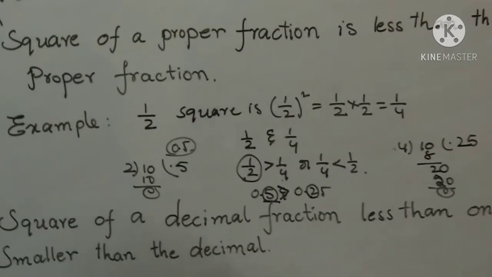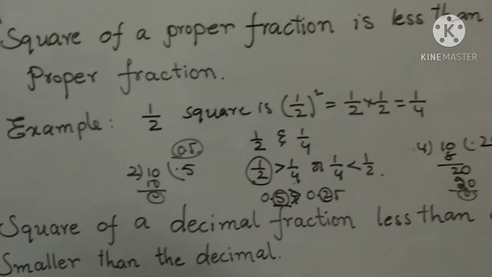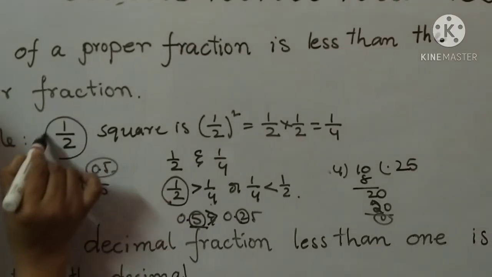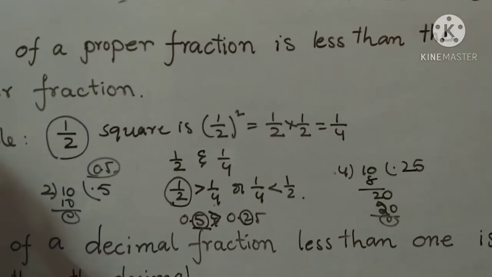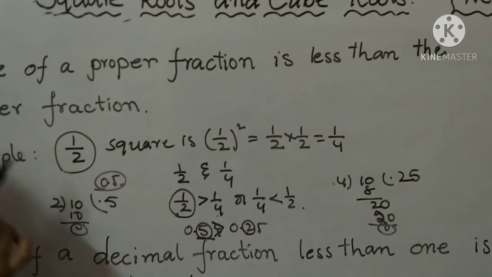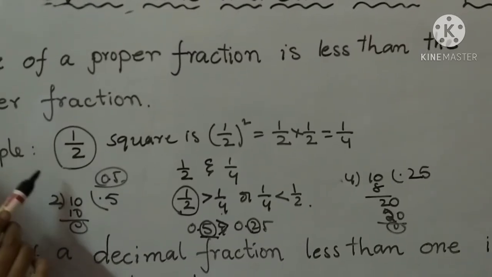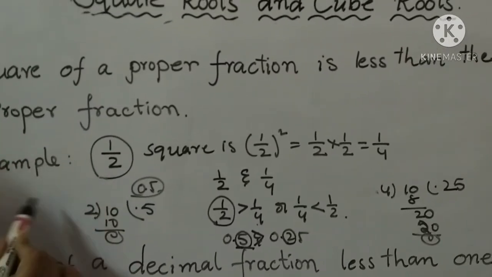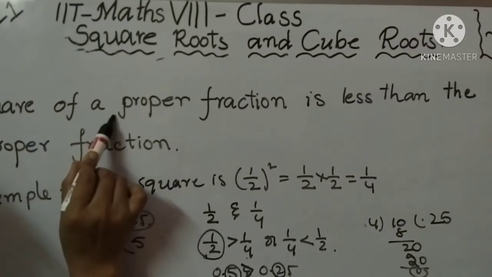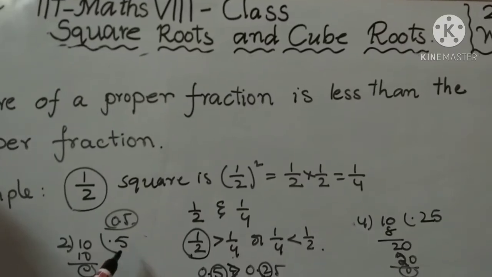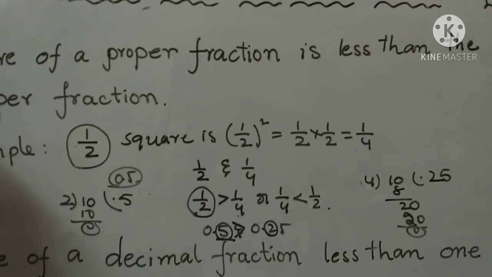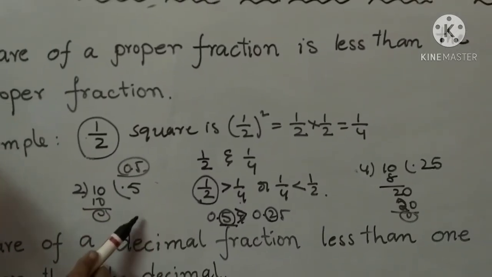It means we take a proper fraction and do the square, and the result is a smaller number, less than the proper fraction. You will get an answer less than the proper fraction. It means 1 by 2 and 1 by 4: 1 by 4 is the less number or not? Less number. Did you understand, children?